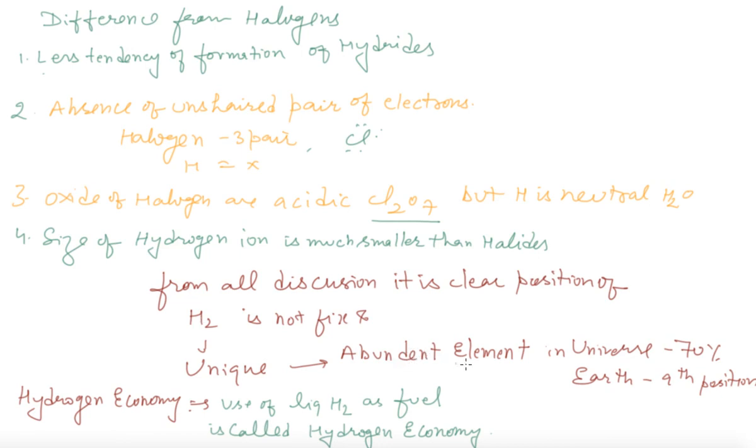It is the most abundant element in the universe. About 70% is present in the universe, and on the earth it is in ninth position. And one more point, hydrogen economy: the use of liquid hydrogen as a fuel is called hydrogen economy, and isotopes we have discussed earlier.